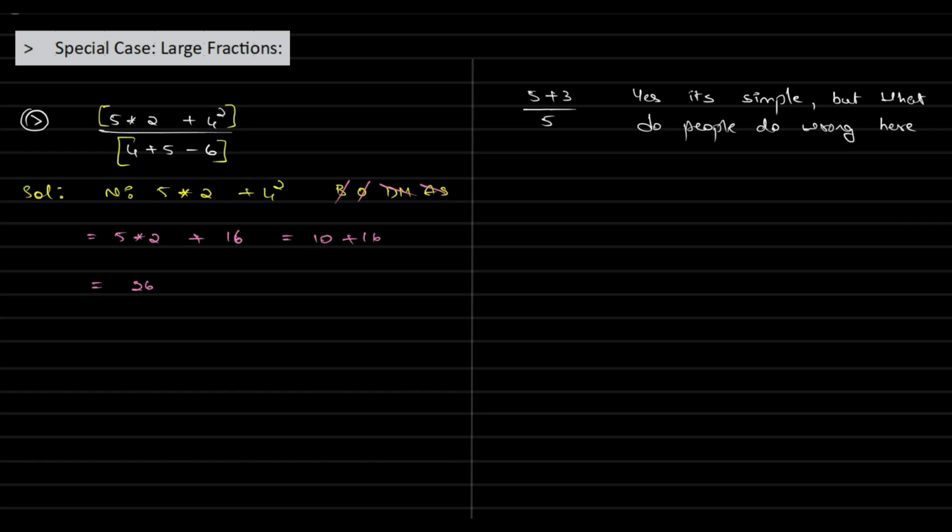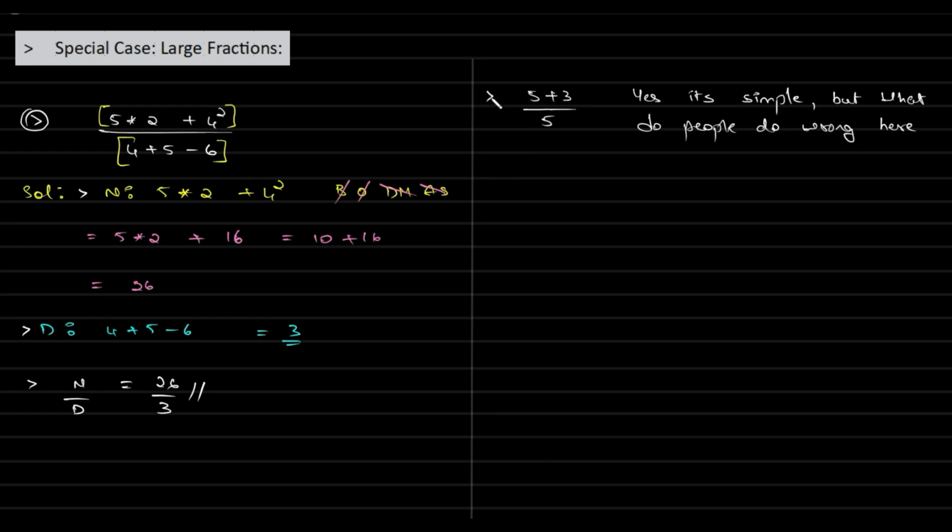Right? Then we have your denominator. Simple addition, subtraction, so we end up with 3. And we have the final answer as numerator by denominator, that is 26 by 3, and that is your answer. Okay, that's it, done.